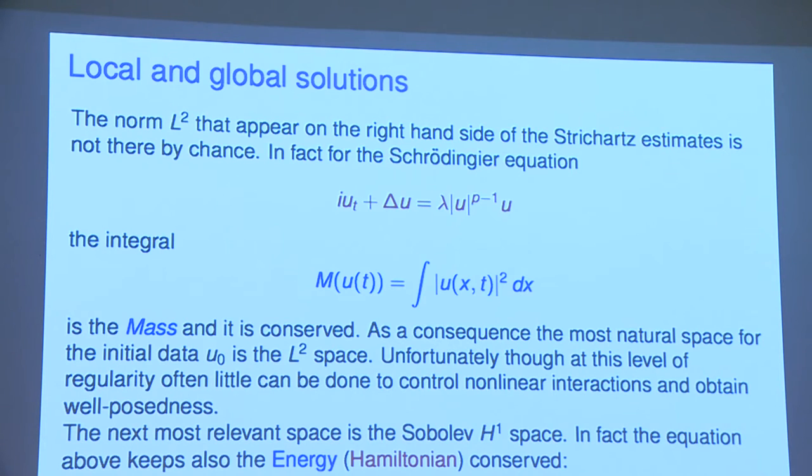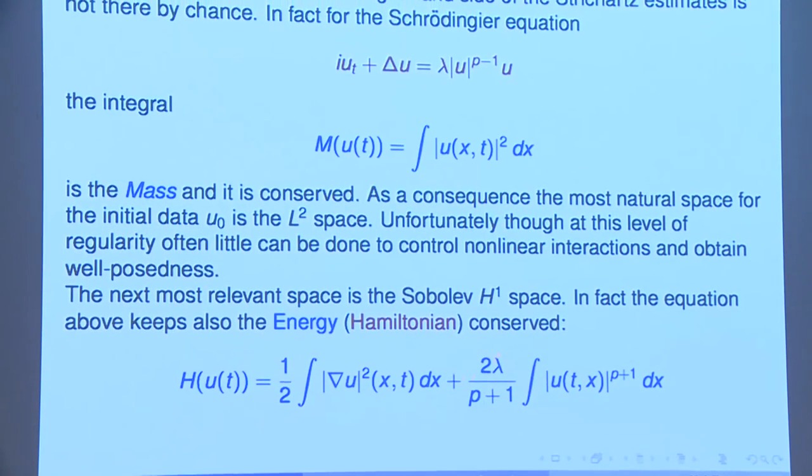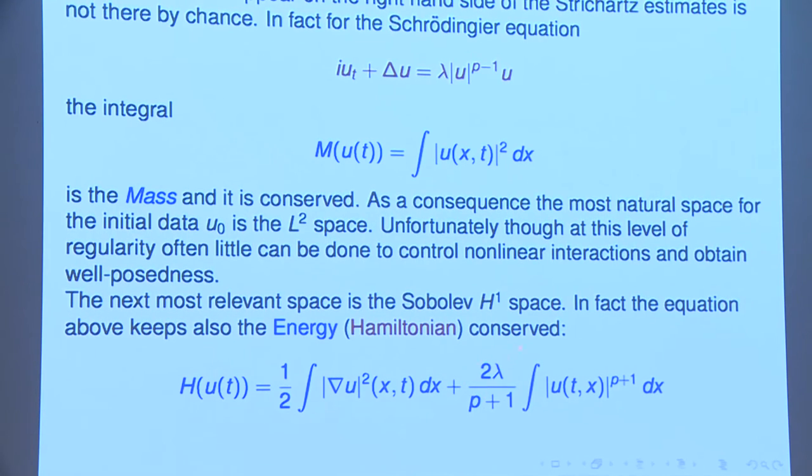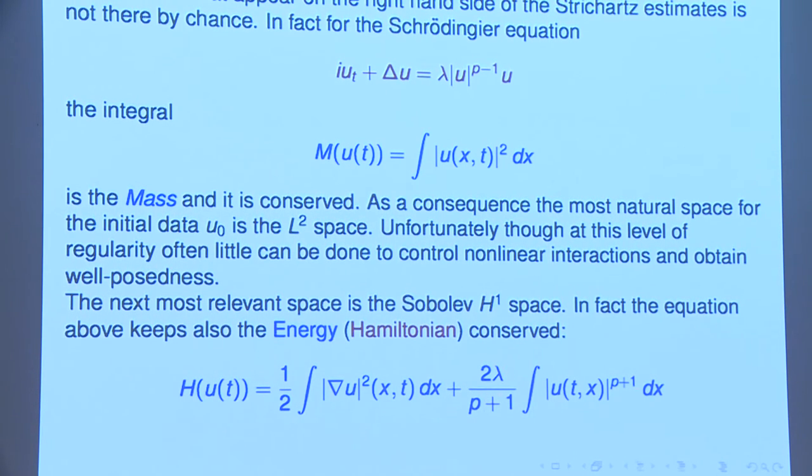Now, let me remind you of a couple of conservation laws for the equation. I already mentioned the L2 norm. Here it is. That corresponds to the mass. But there is also another piece, which is the Hamiltonian, which for the Schrödinger equation is the gradient squared, and then here is the nonlinear part. And like I said, if we are in the defocusing case, then this lambda is 1, and so this quantity, the Hamiltonian, is always positive.